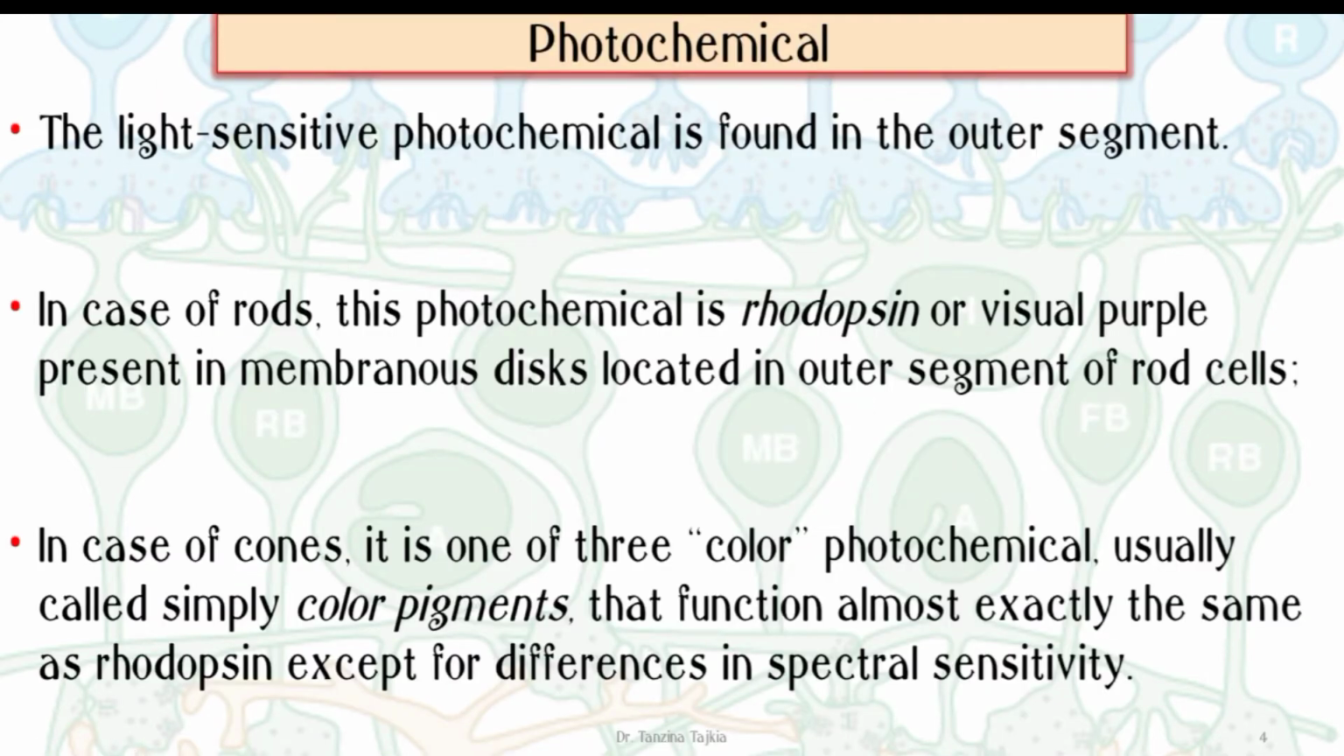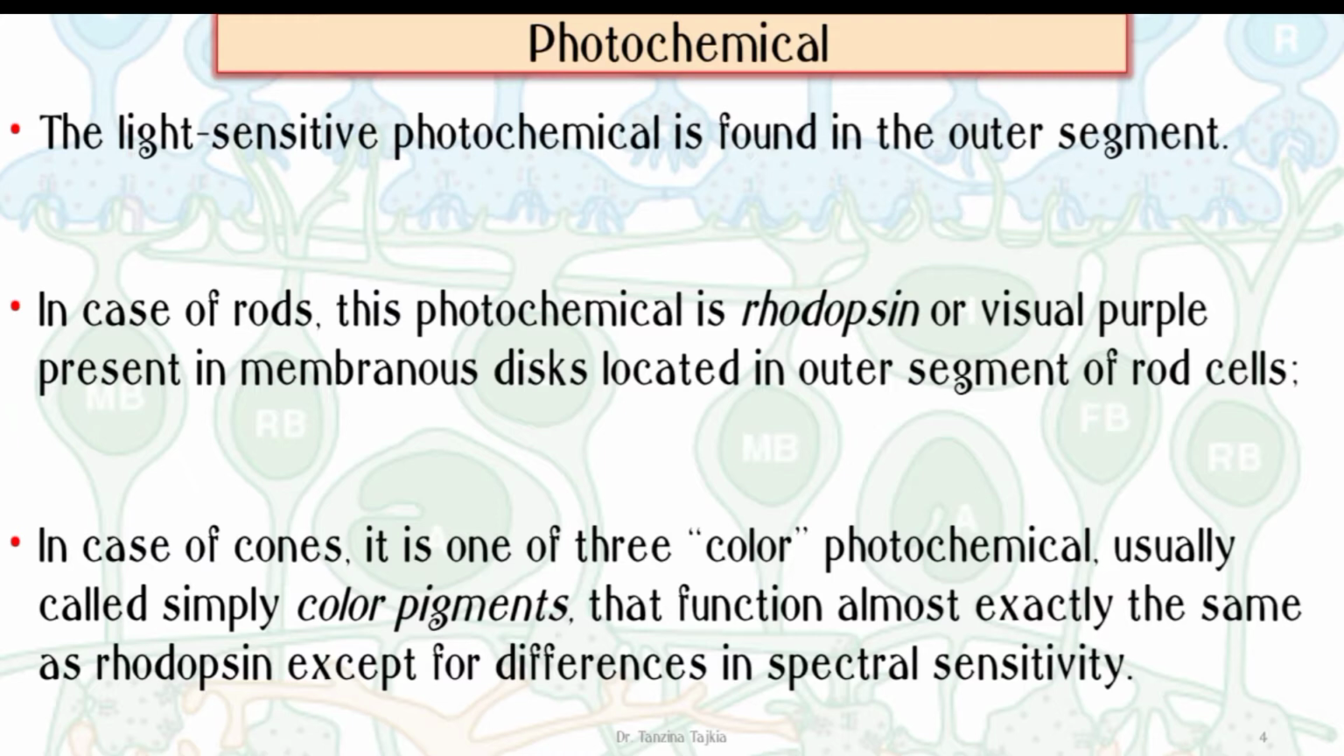Today my lecture is about photochemicals. The light-sensitive photochemicals are found in the outer segment of rod and cone. In the case of rod, this photochemical is called rhodopsin or visual purple, which is present in membranous discs located in the outer segment of the rod cell.